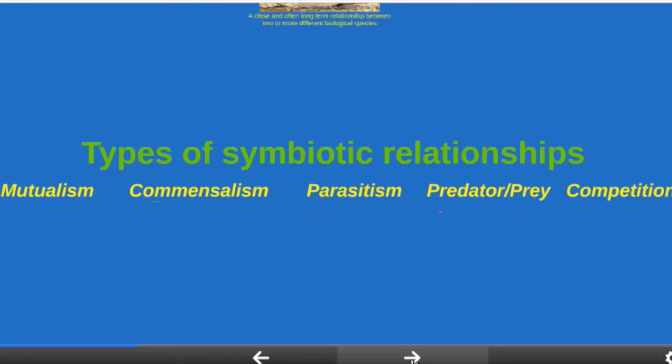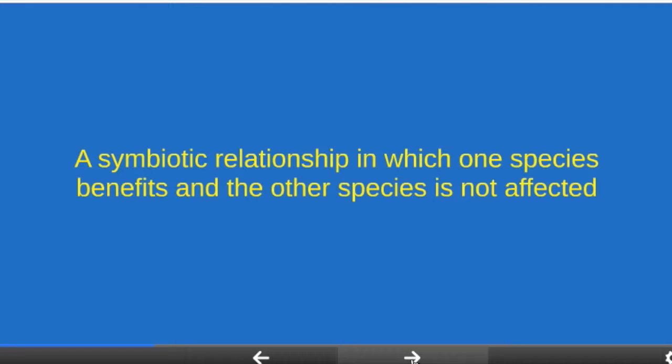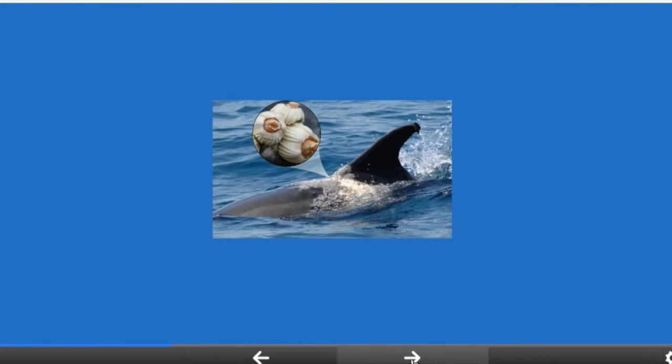The next type of relationship is commensalism. And this is a relationship in which one species benefits and the other species is neither harmed nor helped. An example of commensalism would be this barnacle on top of this whale. A barnacle on a whale does not affect the whale one way or the other. However, being on the whale provides an advantage for this barnacle. The whale introduces this barnacle to new feeding areas that it would normally not see. And so the barnacle is benefited while the whale is neither harmed nor helped.